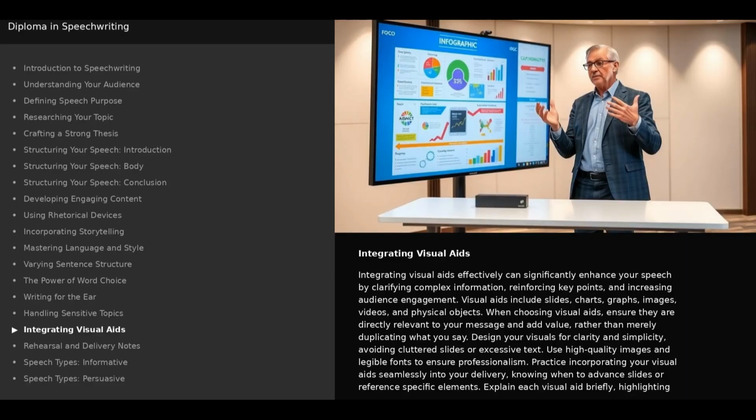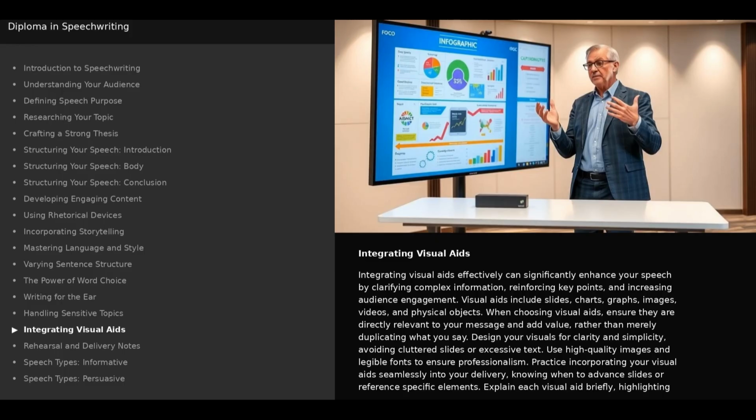Integrating visual aids. Integrating visual aids effectively can significantly enhance your speech by clarifying complex information, reinforcing key points, and increasing audience engagement. Visual aids include slides, charts, graphs, images, videos, and physical objects. When choosing visual aids, ensure they are directly relevant to your message and add value, rather than merely duplicating what you say. Design your visuals for clarity and simplicity, avoiding cluttered slides or excessive text. Use high-quality images and legible fonts to ensure professionalism.